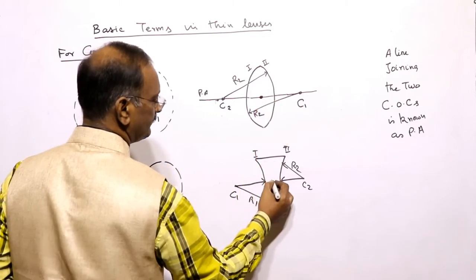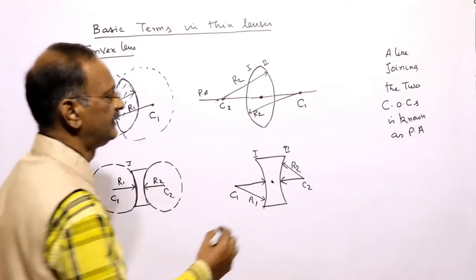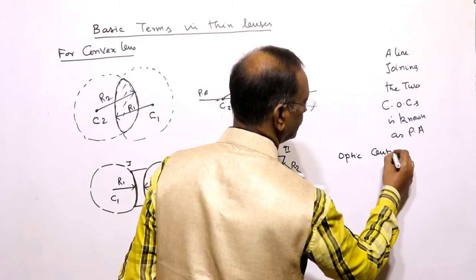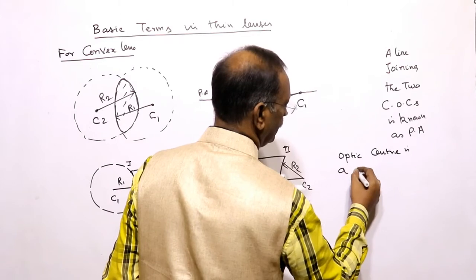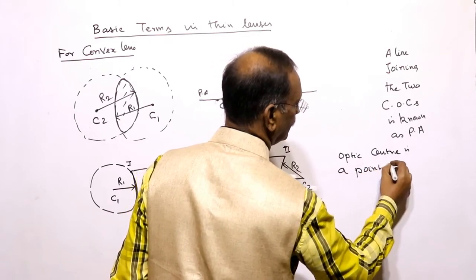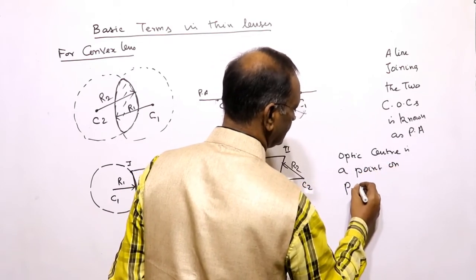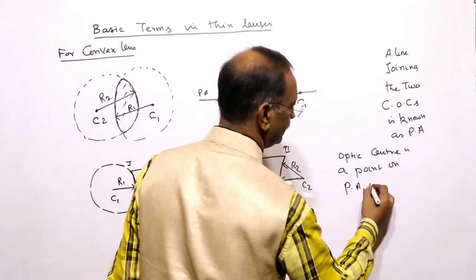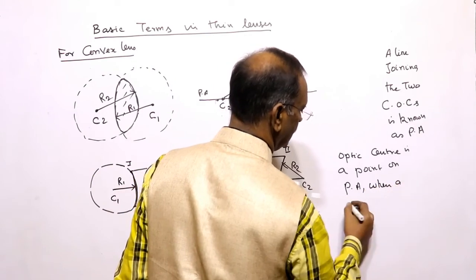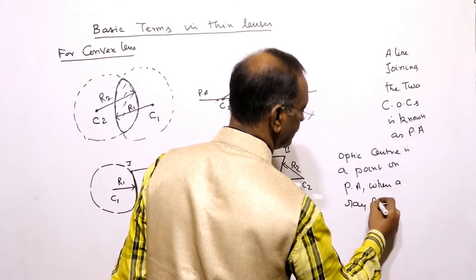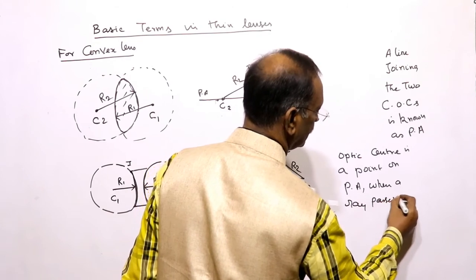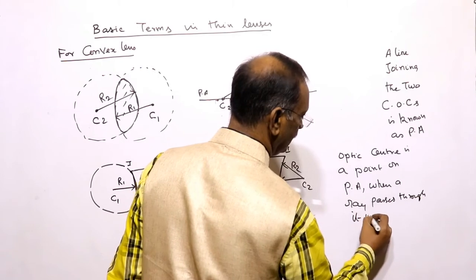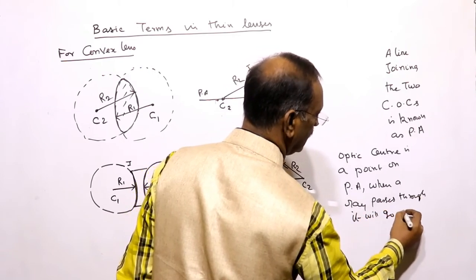What is the optic center? The optic center is a point on the principal axis. When a ray passes through it, it will go undeviated.